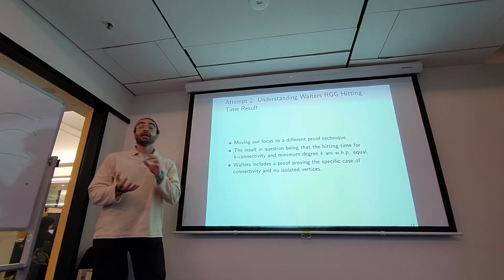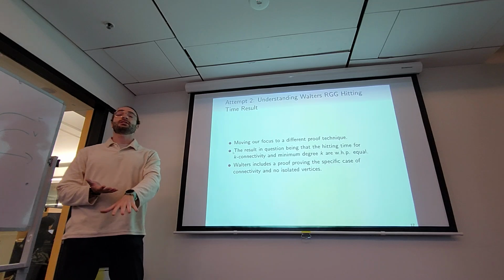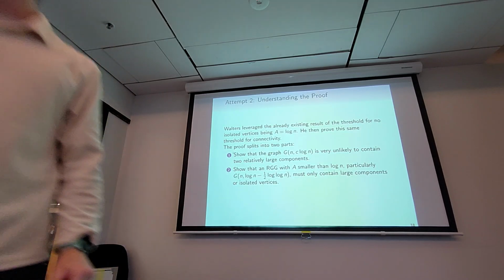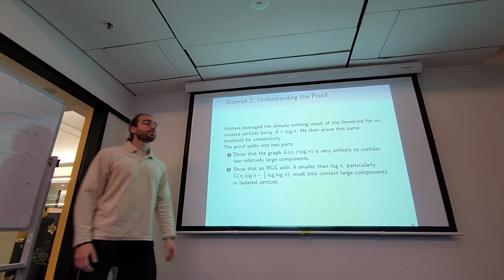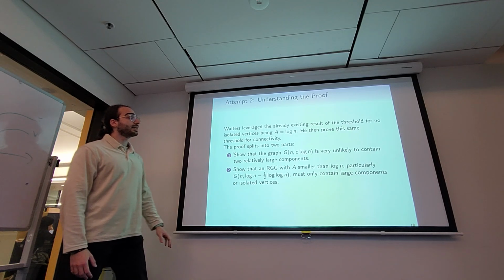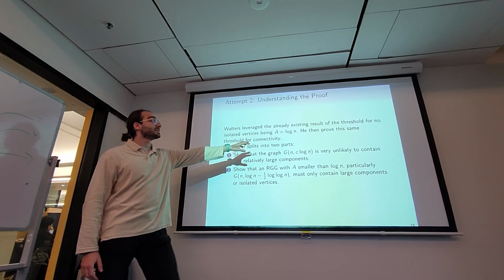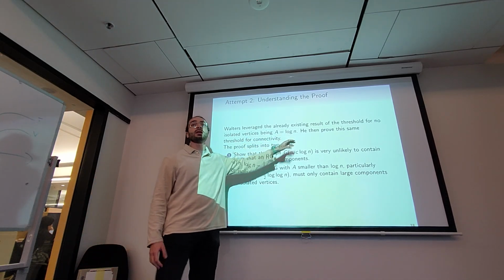But his proof was looking at a specific case. The first case he looked at was just connectivity and no isolated vertices. And so we tried to understand the proof, and we looked at the connectivity result. What we found was, the way he did it was he leveraged an already existing result, which was that the hitting time for no isolated vertices was log n for the area around the vertices.